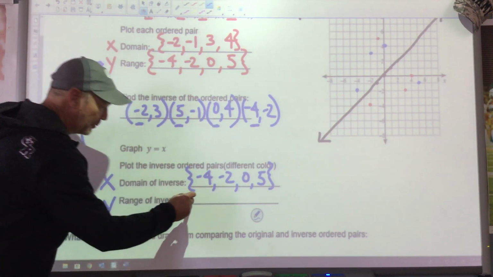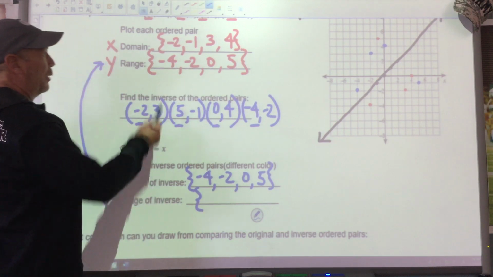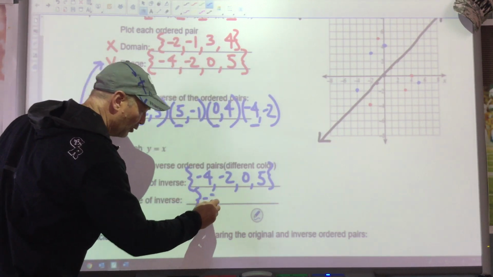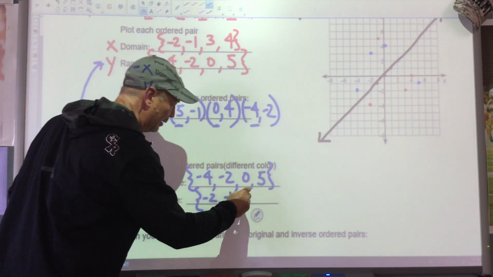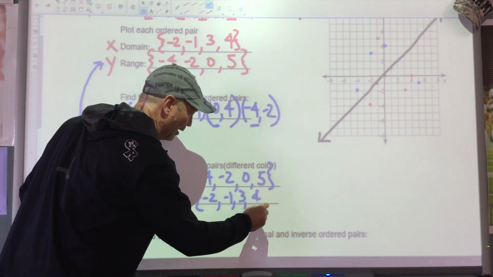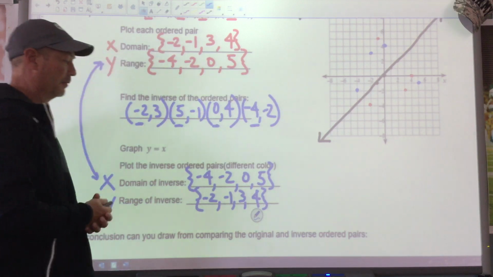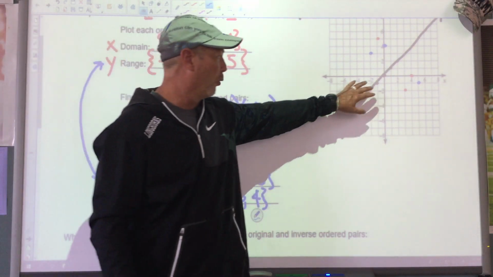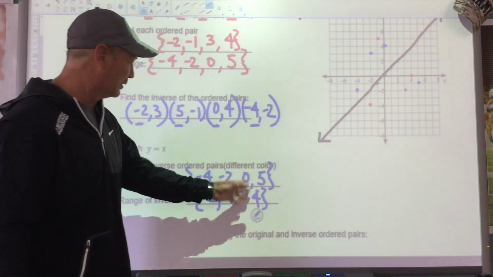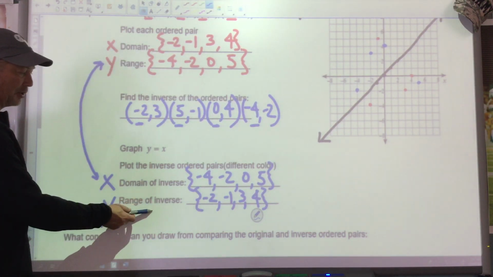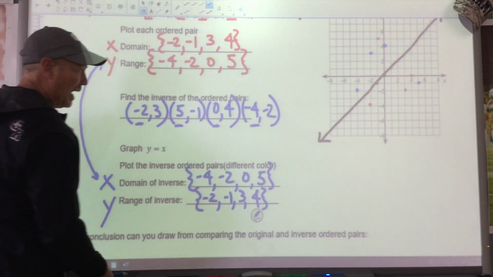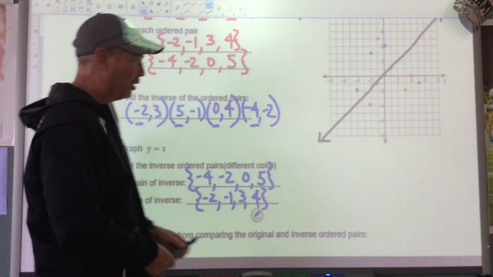So my range will be negative 2, negative 1, 3, and 4. So when all we have is points that are plotted, we're going to list individual numbers, okay? But this is our domain, this is our range. Now they're going to ask you to look at this picture and we're going to draw a conclusion.